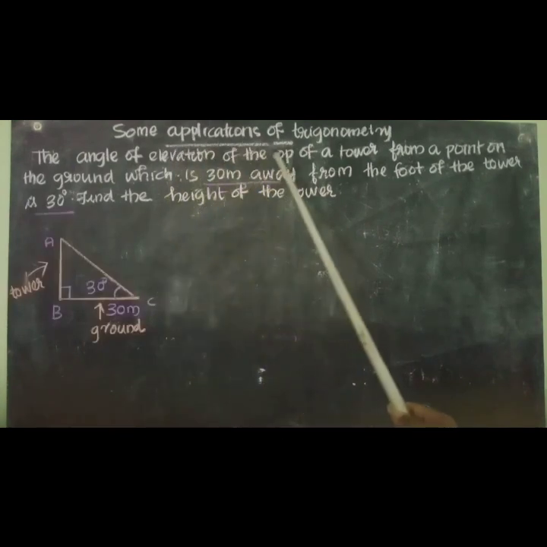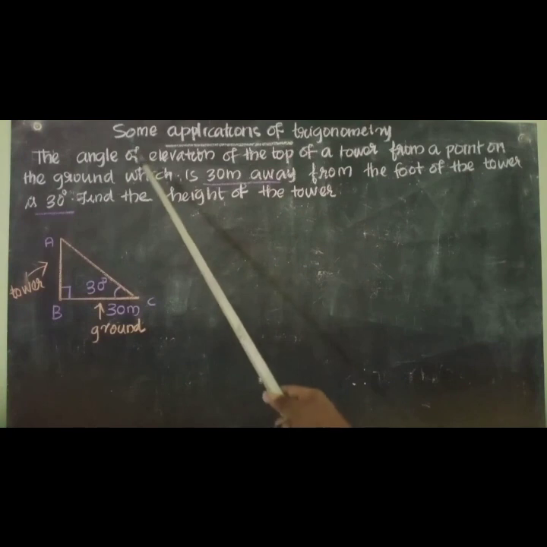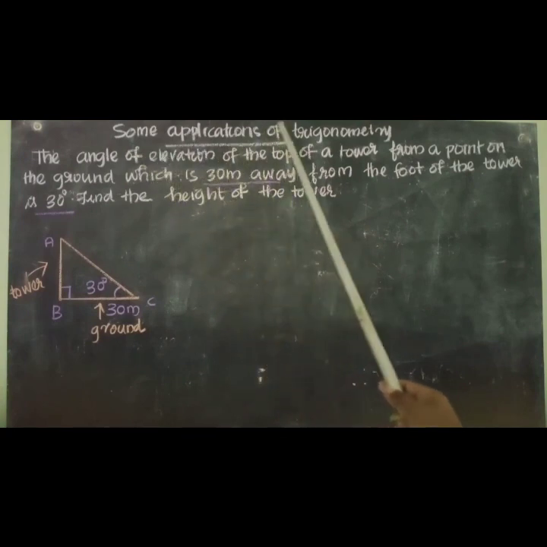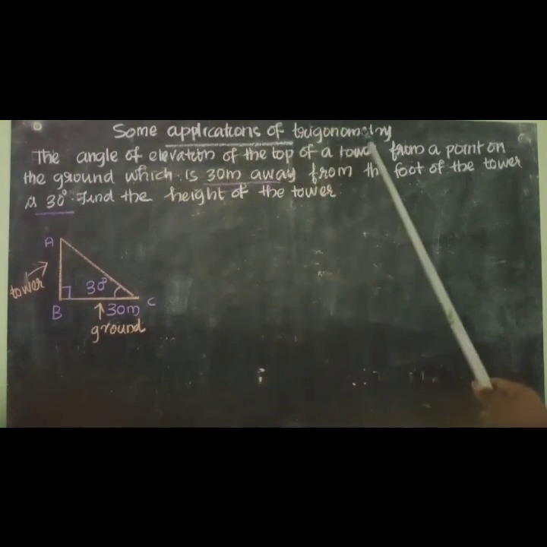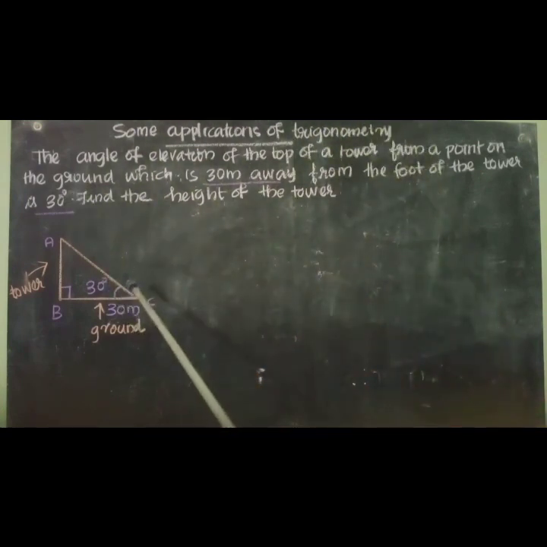So, in the question it is given there is a tower. Let us consider this AB is the tower. Then it is given the angle of elevation of the top of the tower is 30 degree. Angle of elevation is formed when a person is looking up. So here is forming an angle of elevation 30 degree that we have marked here.